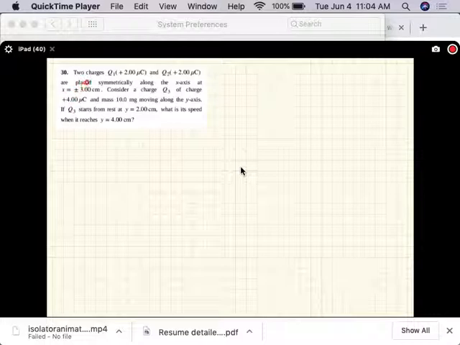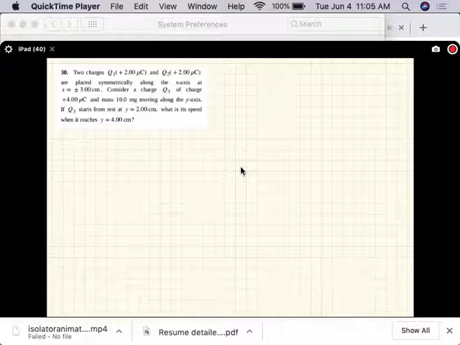Okay, so this problem says two charges, Q1 and Q2, both 2 microcoulombs, are placed symmetrically along the x-axis at x equal to plus and minus 3 centimeters. Consider a charge Q3 of 4 microcoulomb and mass 10 milligrams moving along the y-axis. If Q3 starts from rest at y equal to 2 centimeters, what is its speed when it reaches 4 centimeters?